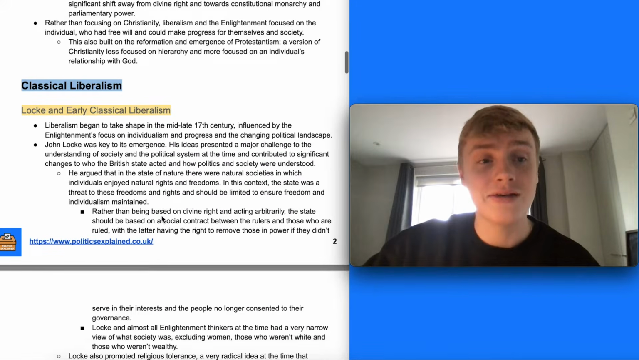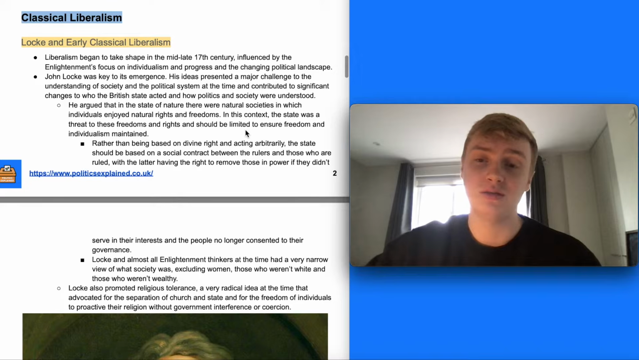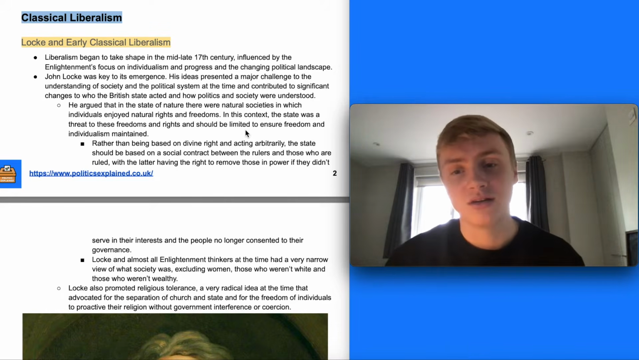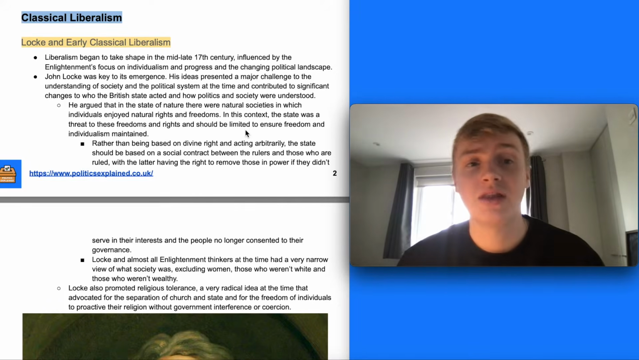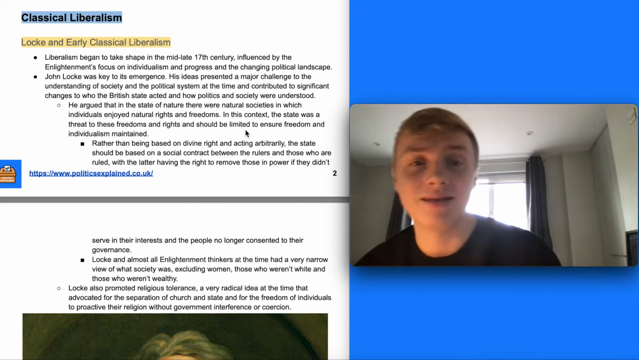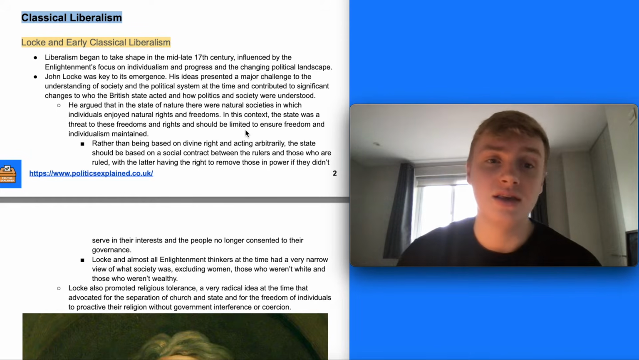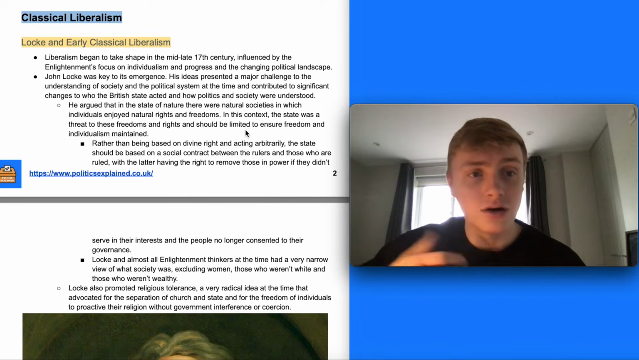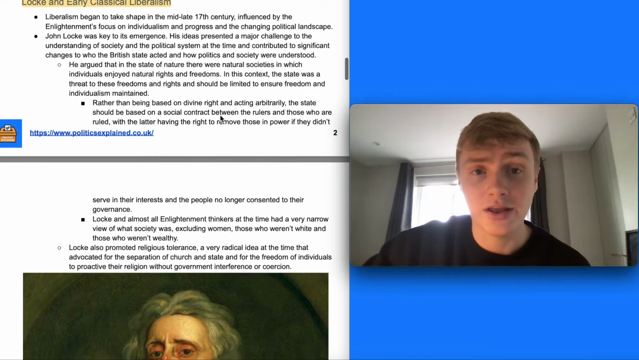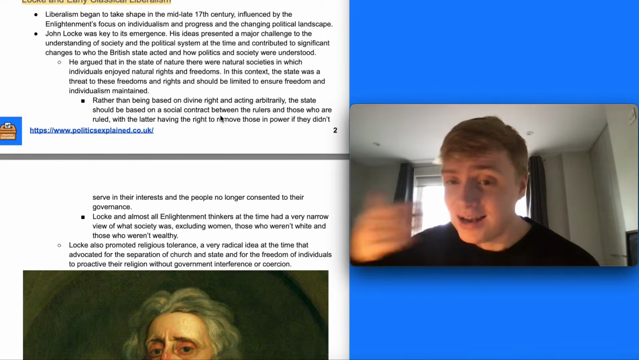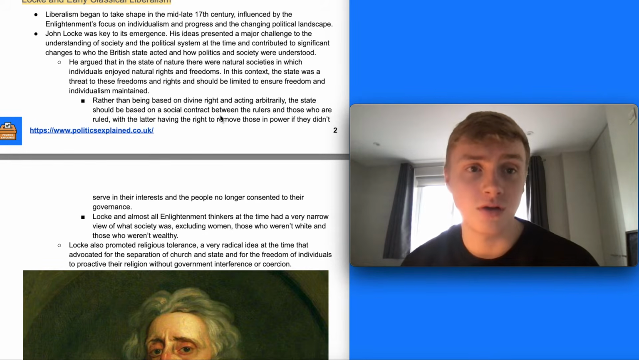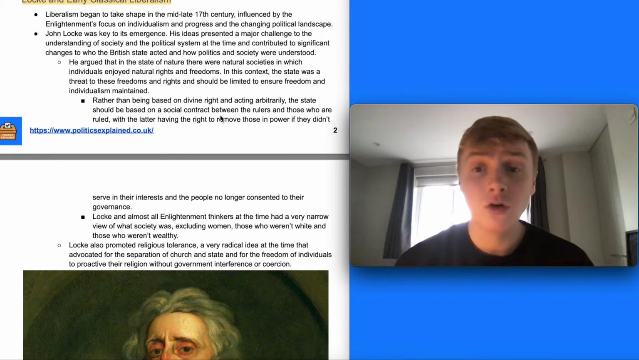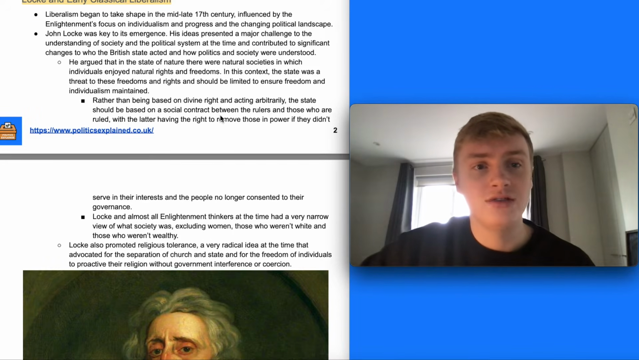What we're going to have a look at now is Locke and early classical liberalism. Locke was really important to the growth and emergence and first articulation of liberalism as an ideology. It really started to take shape in the mid-17th century, influenced by the Enlightenment and its focus on individualism and progress, and Locke was really key. His ideas really challenged this pre-existing society, which I described, focused on divine right and hierarchy, and contributed to significant changes over the next couple of centuries.